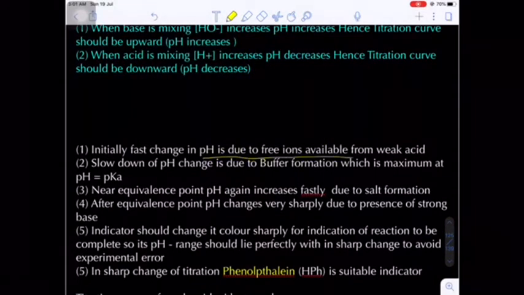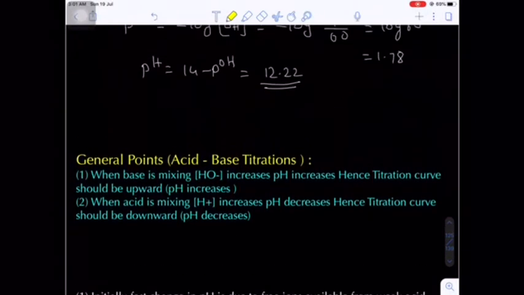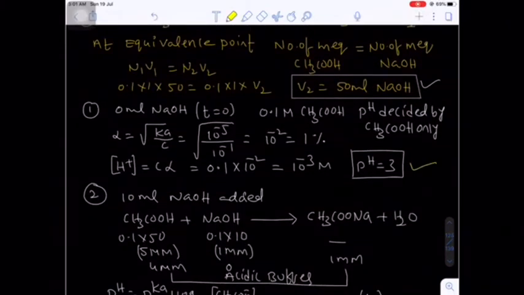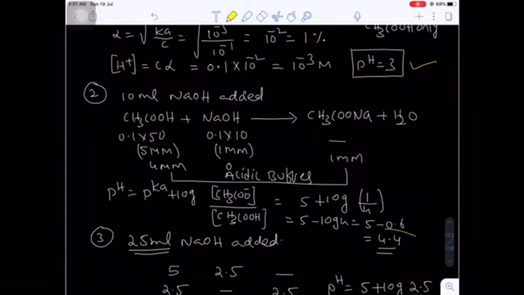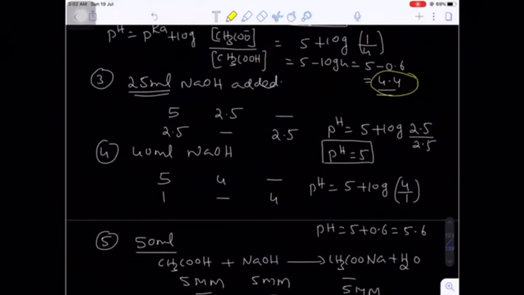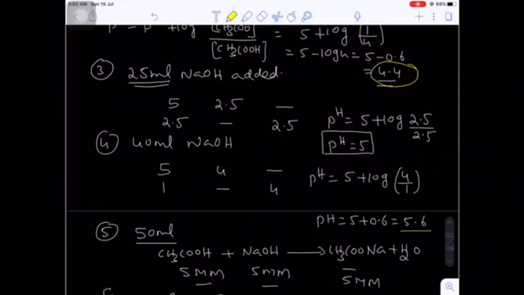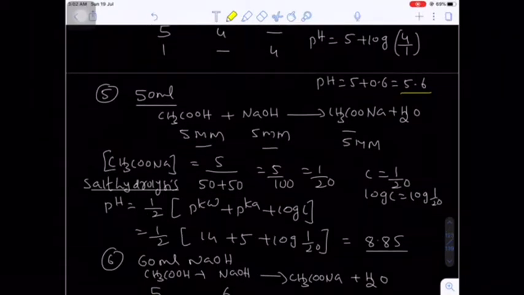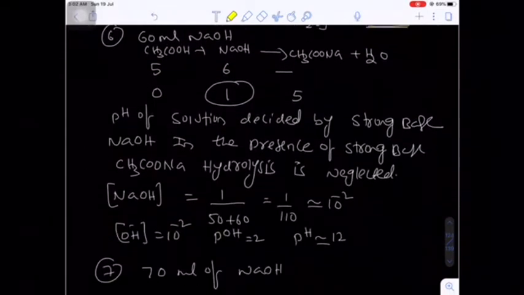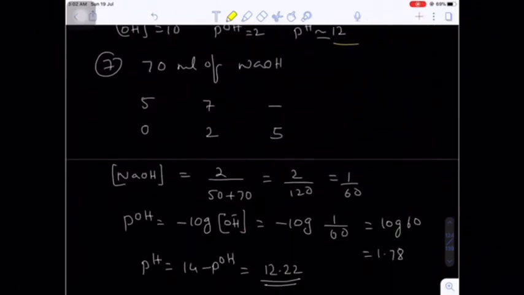Now here, if you see, initially in the beginning the pH is due to free ions available from the weak acid. So initially the pH value changes fast. Initially, when 0 ml is there, what is the pH value? 3. When 10 ml is added, the pH value increases to 4.4 from 3. Are you getting my point? Now after 4.4, the next pH value here is 5.6, and after that you will have the pH value how much?